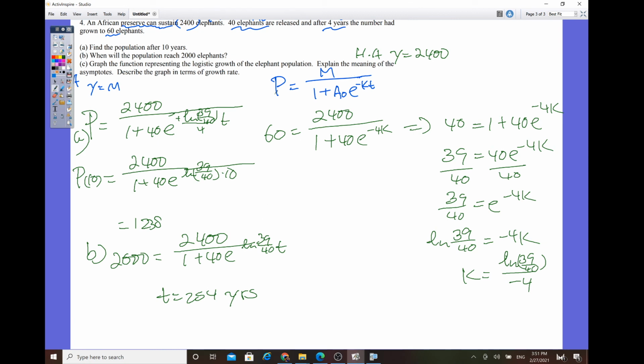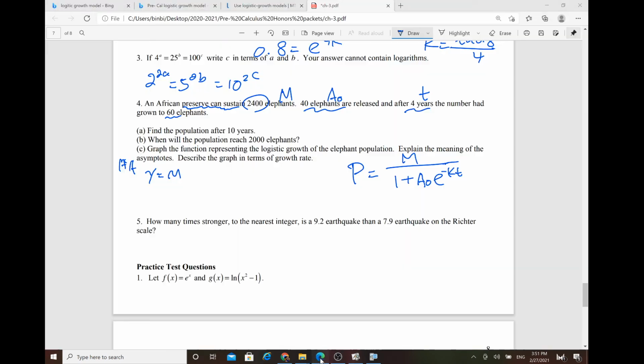And explain the meaning of the asymptote. That's what I just said, because that is reaching the maximum capacity. So eventually it's getting close to 2,400, in order to sustain 2,400 elephants. Okay, so now let's see what else we have for the rest of the lesson template. Okay, back to this page.